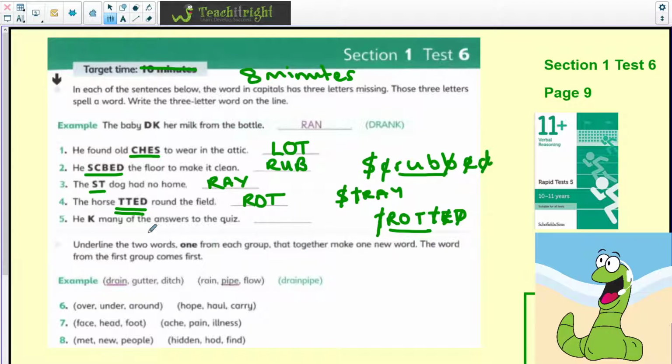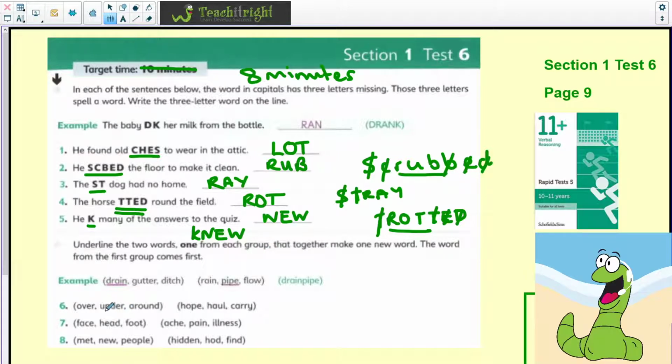And then the last one, he something many of the answers to the quiz. Well, if he knows them, so knows, but it's actually knew that we need there. So he knew many of the answers to the quiz. So well done if you managed to get that one right.